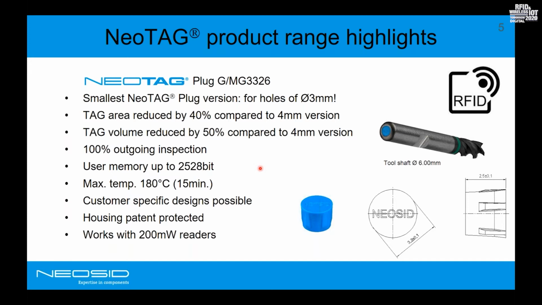We produce it with a high quality standard with a 100% outgoing inspection. We can offer up to 2528 bit of user memory. The plastic housing and the IC, so the complete transponder, is usable for up to 180 degrees Celsius for 50 minutes, and we can change the design to customer demand.